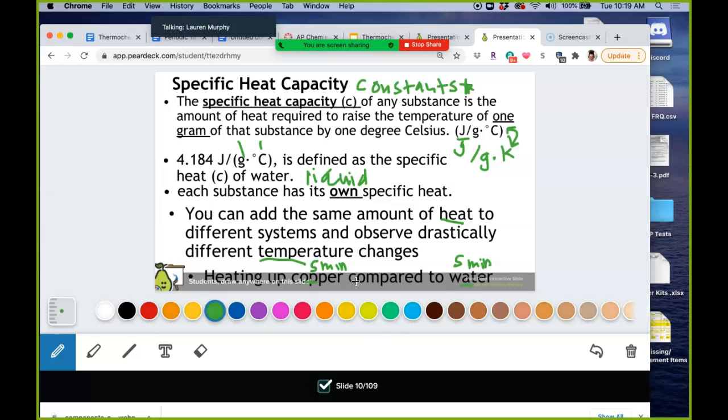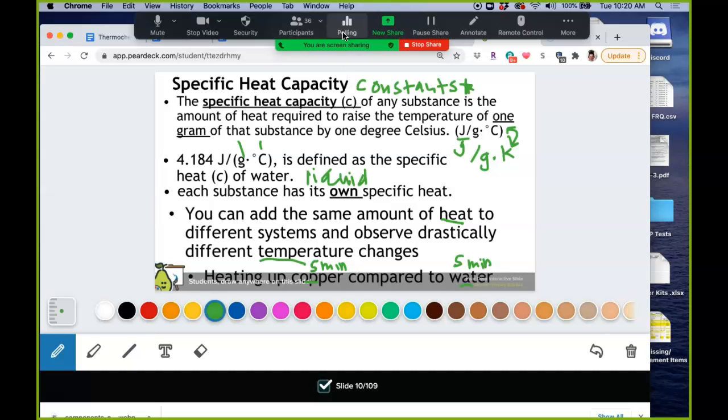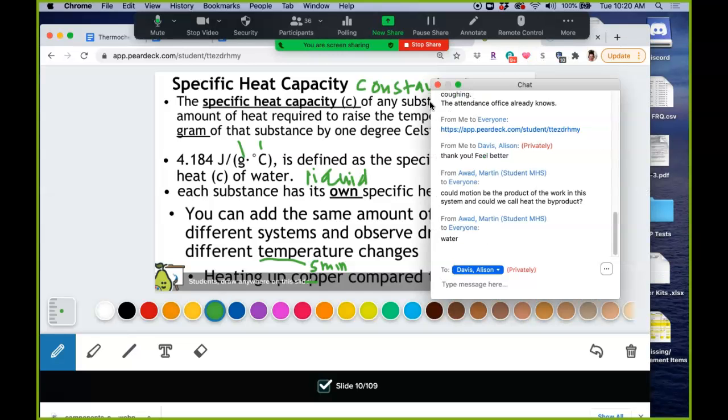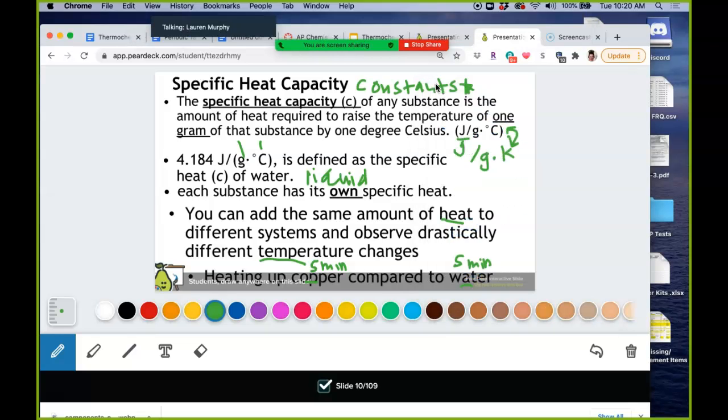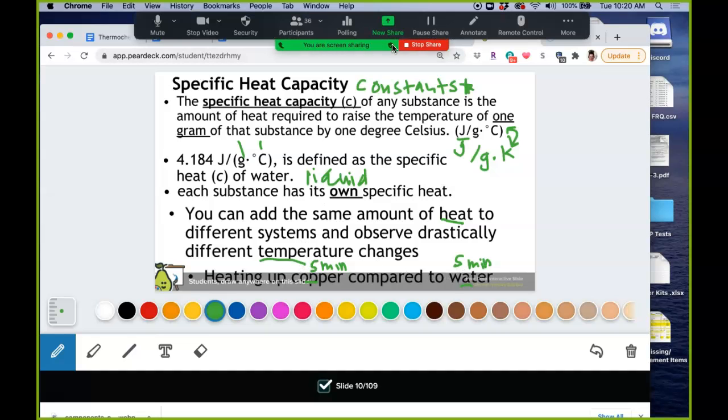Which one would you rather have thrown on you? I mean, if you had to choose. I'll wait. You want the copper thrown on you or you want the water? Okay, so Martin, very good. So most likely the water, but why did you pick the water? If you're heating them, putting the same amount of heat for the same amount of time, why would you prefer the water to be poured on you as opposed to the copper?